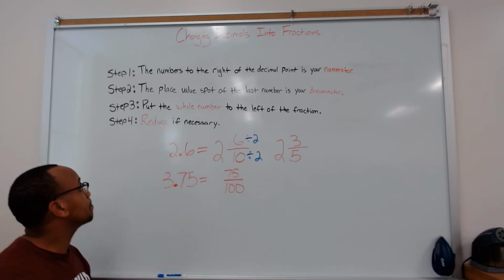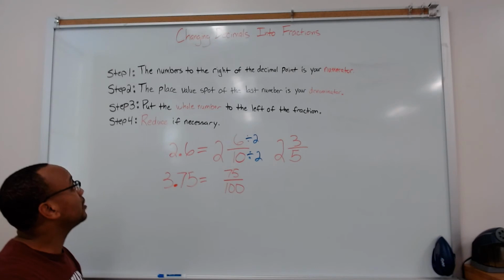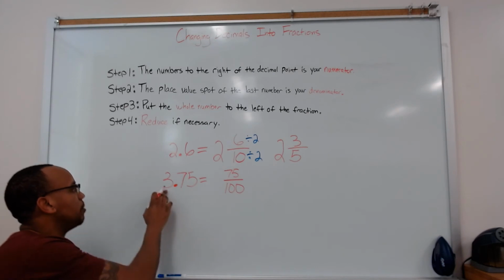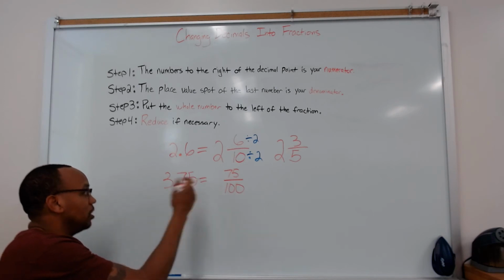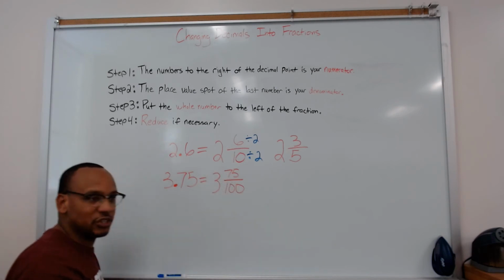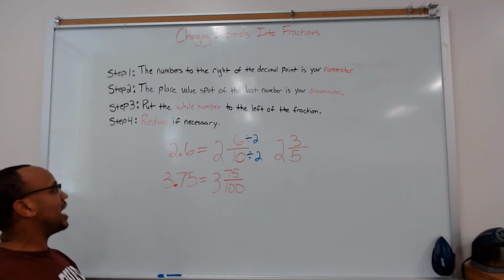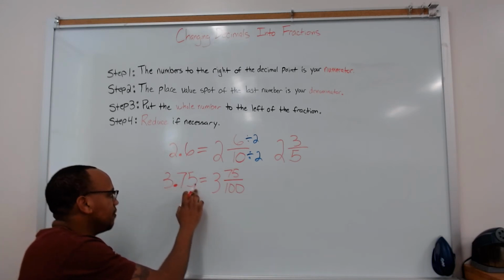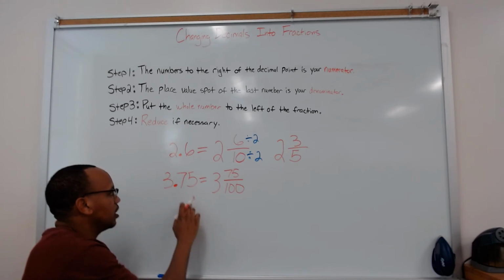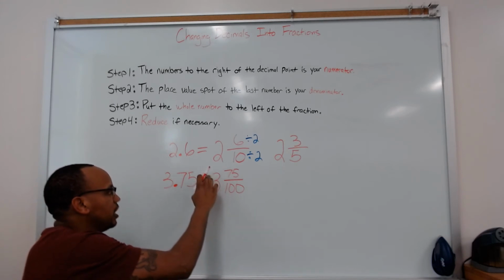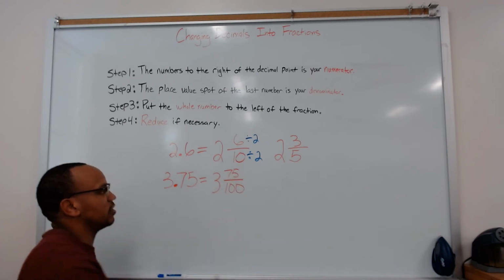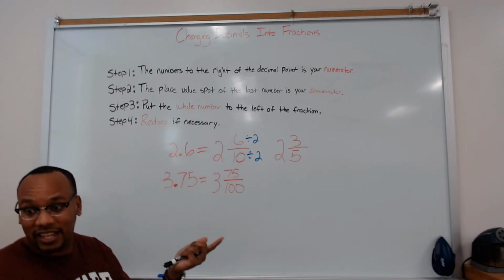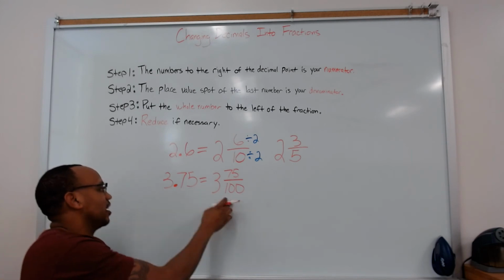All right. Step 3, put the whole number to the left of the fraction. Well, my whole number 3 is to the left of the decimal, so it's going to be to the left of the fraction too. All right. Right here, you say, does it make sense? Yeah. 3.75 is equal to 3 and 75/100, right? Banyo, restroom, right? Same place, 2 different languages, same thing.